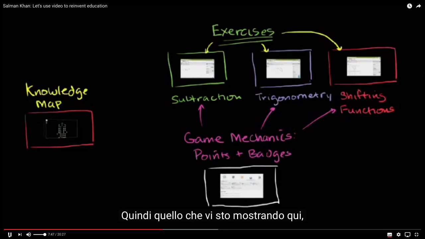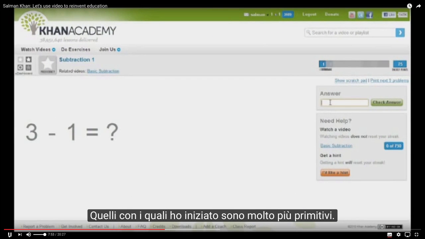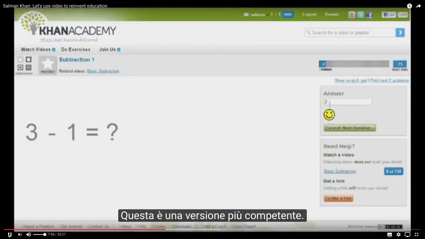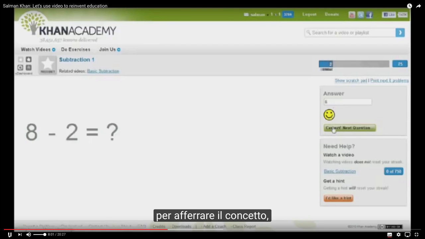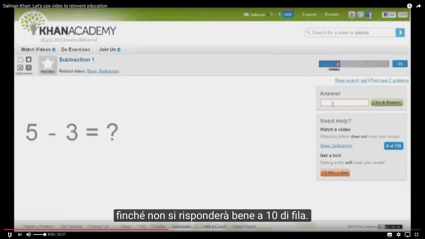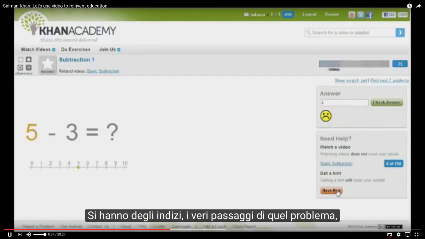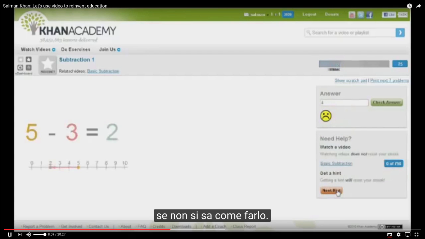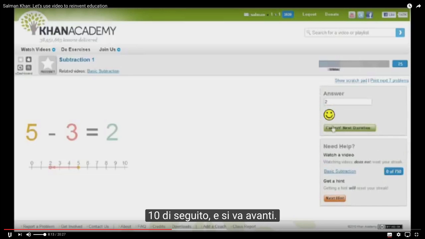And so what I'm showing over here, these are actual exercises that I started writing for my cousins. The ones I started were much more primitive. This is a kind of a more competent version of it. But the paradigm here is we'll generate as many questions as you need until you get that concept, until you get 10 in a row. And the Khan Academy videos are there. You get hints, the actual steps for that problem if you don't know how to do it. But the paradigm here, it seems like a very simple thing, 10 in a row, you move on.